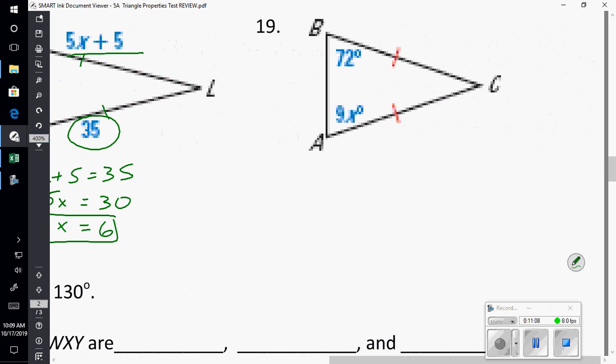On 19, I have markings indicating that side BC and AC are congruent, which means the angles opposite those sides are also congruent. So angle B is 72, angle A is also 72. So 9x would be equal to 72. Divide both sides by 9, x must be 8.